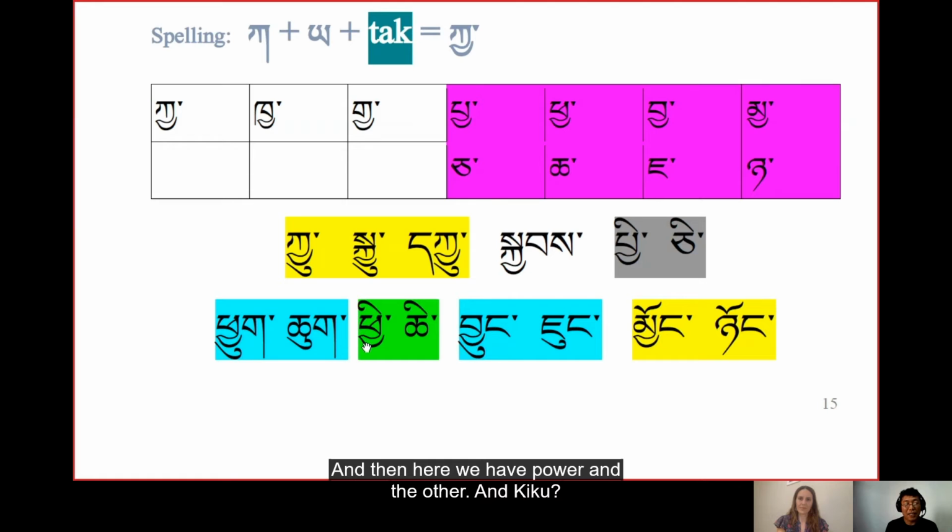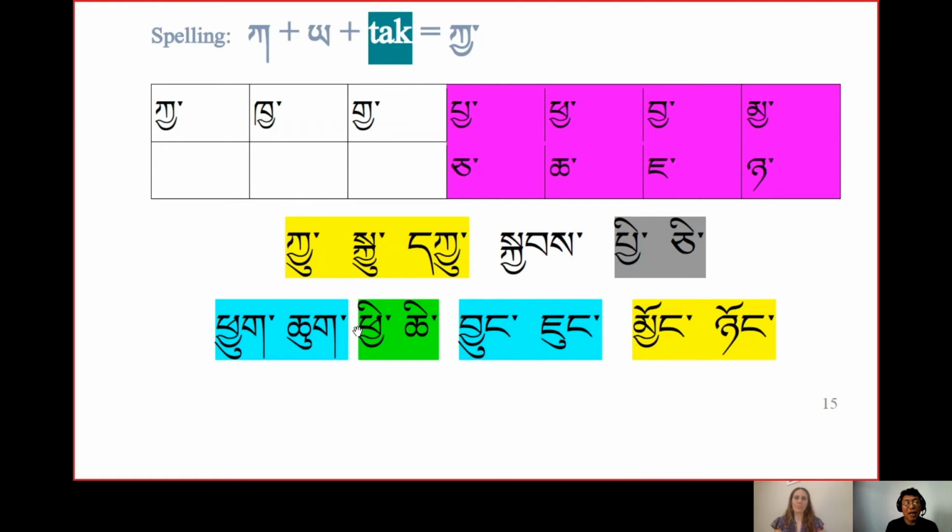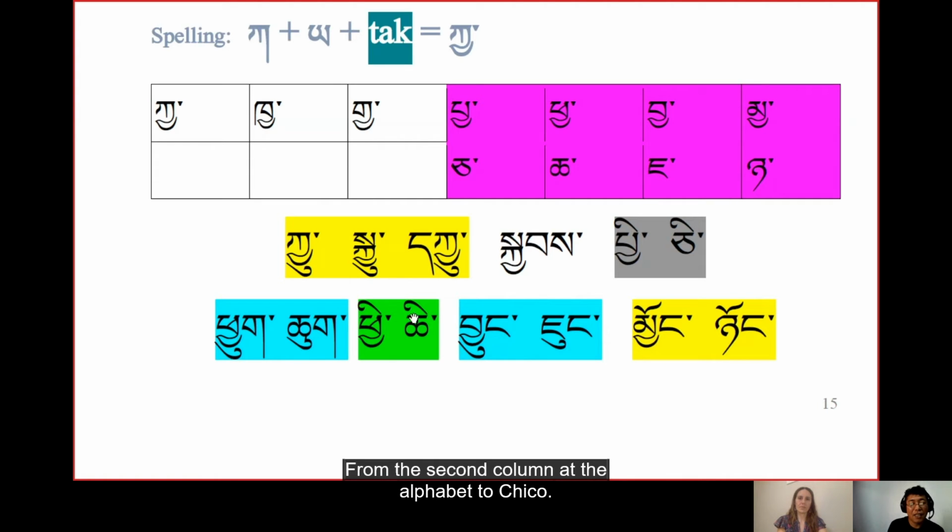Okay, and then here we have pa and yata and kiku. Pa, yata, cha, kiku, chi. Pa, yata, cha, kiku, chi. Becomes chi. And then we have here cha from the second column of the alphabet. Cha, kiku, chi. Chi. Okay.